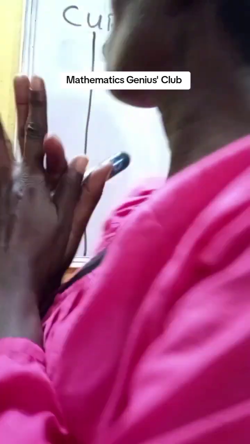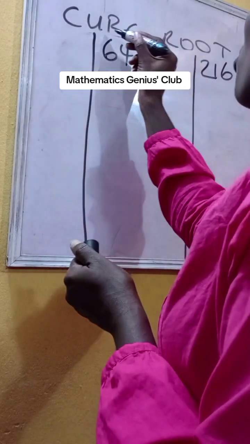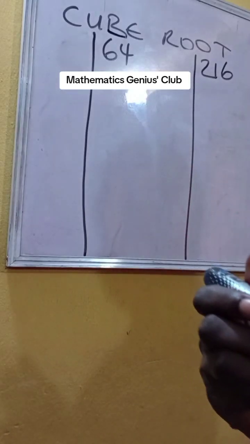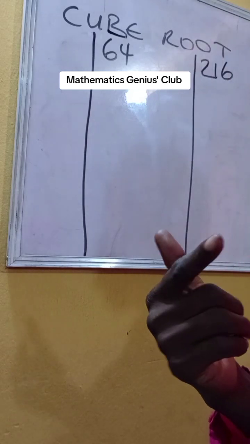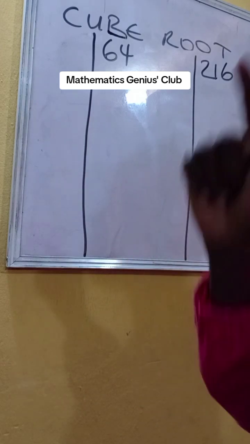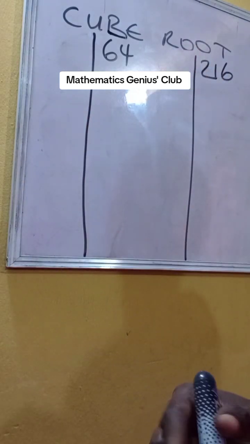Stay tuned. Today, before me, I have the topic cube roots. What's the meaning of cube roots? Cube root is the opposite of cube. For example, if I have the cube root of 8 and it's 2, and I want to find the cube of 2, it will be 8. So it's exactly the opposite of cube.